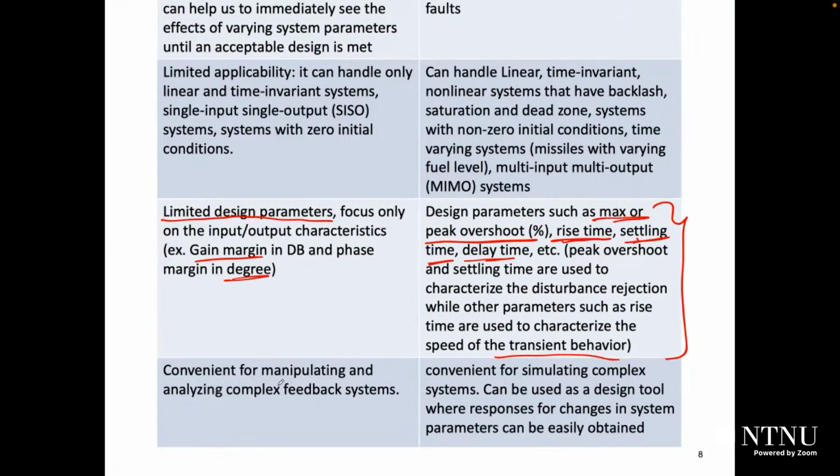Transfer function is convenient for manipulating and analyzing complex feedback systems. And in case of state space representation, it's convenient for simulating complex systems. It's very easy to simulate. And I will give you an example, because in fact, our system in time domain is a first order differential equation. So it's x dot equals Ax plus Bu. And this is our equation y equals Cx plus Du. So if you want to simulate it, it will be easy.